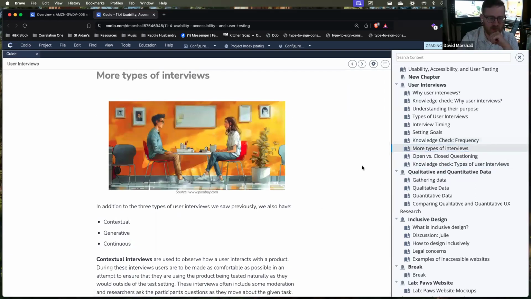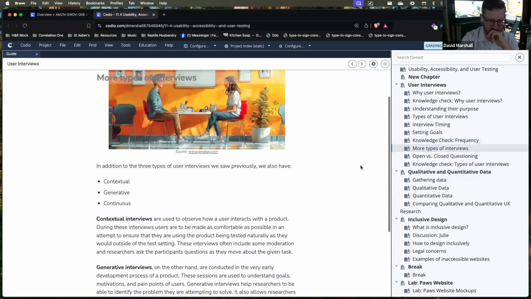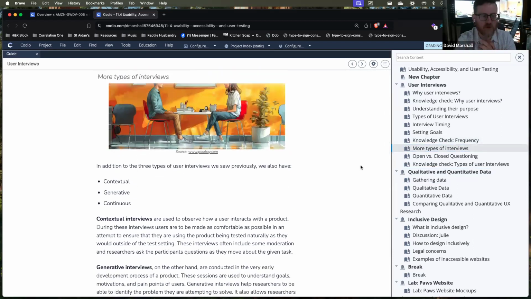Okay, so more types of interviews. So, we saw a few other user interviews before, but now we have a couple concepts that we can consider as contextual, generative, and continuous, which kind of already hinted at this. So contextual interviews, again, this is how a user interacts.